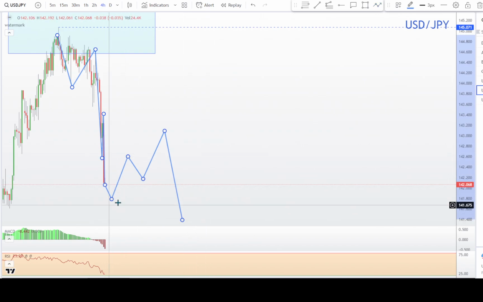So for the dollar yen, I'd only be looking for buy setups for a bounce, but the safer play is to only look for sell setups. So if they do give a nice correction, especially into this 143.20, 143.40 area, that's the safer play, is to only look for the sell setup.